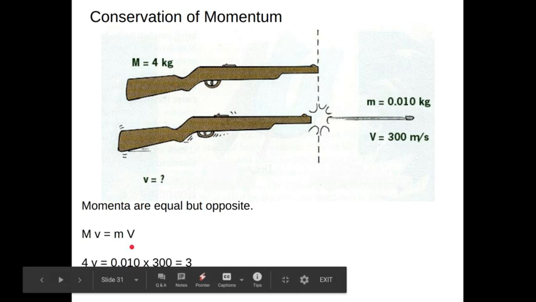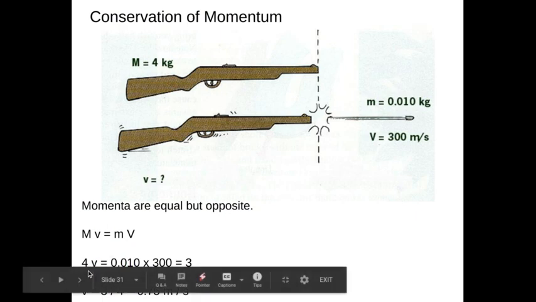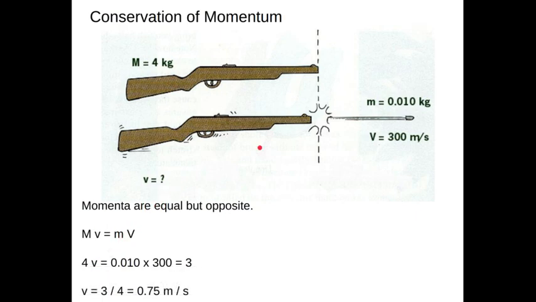So we could figure out the momentum of the bullet: take its mass, 0.01, times its velocity, 300, and you'd get 3. So the momentum of the bullet is 3 now. Before it was 0, now it's 3, so it changed by 3. That means the gun has to change by -3. And so we could figure out its velocity by taking its momentum divided by its mass, and then we get 0.75.